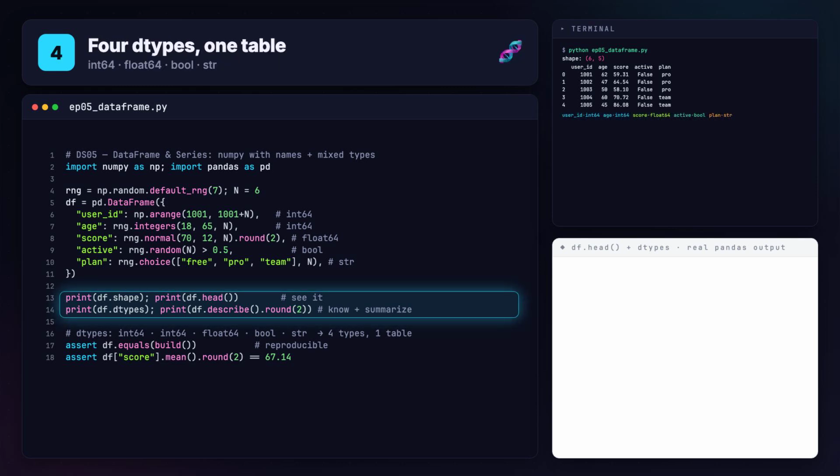Read the dtypes block. User ID and age are int64, score is float64, active is bool, plan is a str, Pandas' label for text, what older versions called object. 5 columns, 4 distinct types, 1 table. That single column of differing types is the thing a NumPy array fundamentally cannot represent.